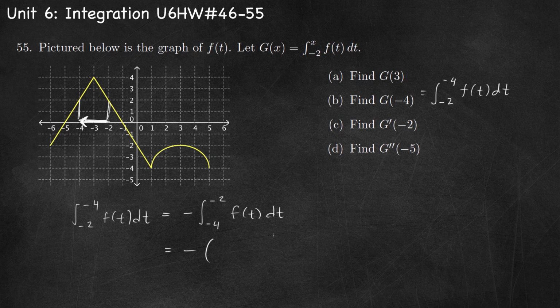And then now I'll just find my area like I normally would. So above the x-axis, positive area. So this piece right here is 2 plus 1, 3, and then this is symmetric over here, so it's also 3. So we get a final answer there of negative 6.